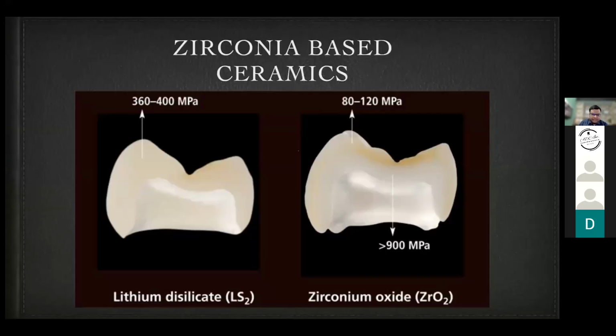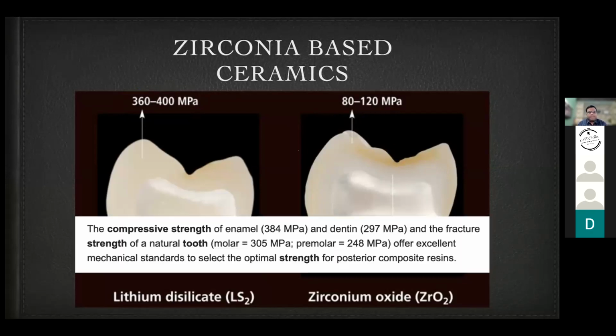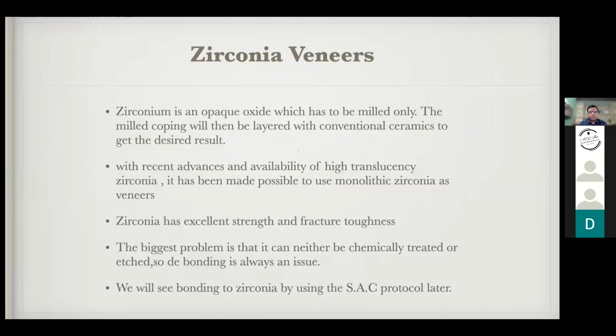Now, if you look at the flexural strength, or the fracture strength, of lithium disilicate versus zirconium oxide, which is layered by conventional ceramics, the zirconium base has very high strength, but if you look at the layering ceramics, the strength is too less. And the compressive strength of enamel is about 384 megapascal, which is ideally the same as your Emax. That's why it is said that the best material to replace enamel is Emax. The best material to do veneers today would be Emax or Lucite.